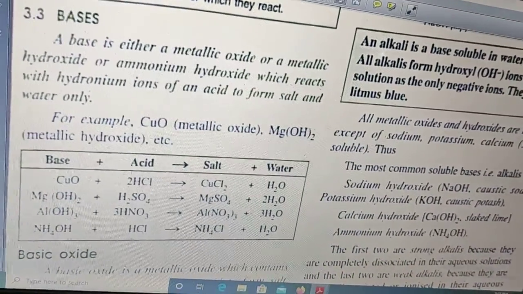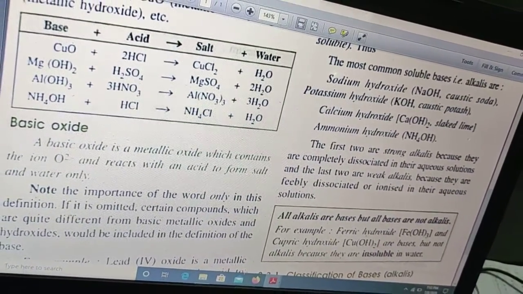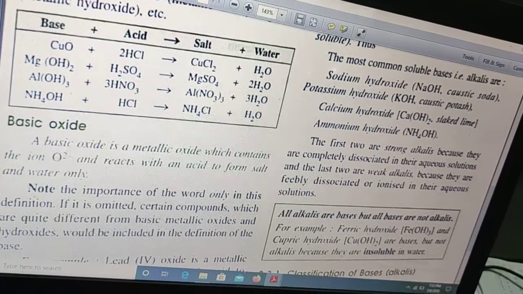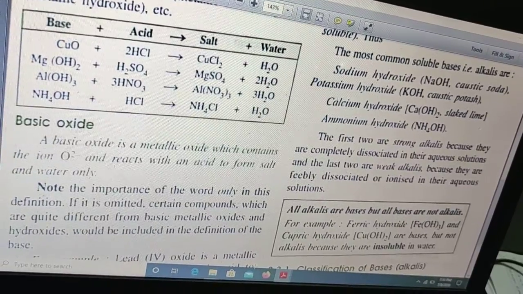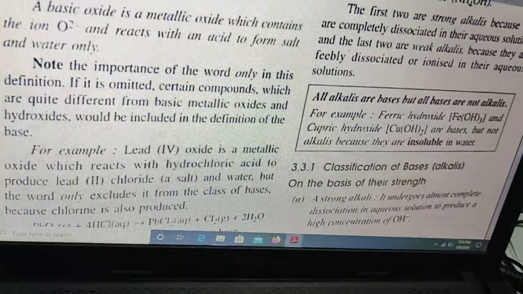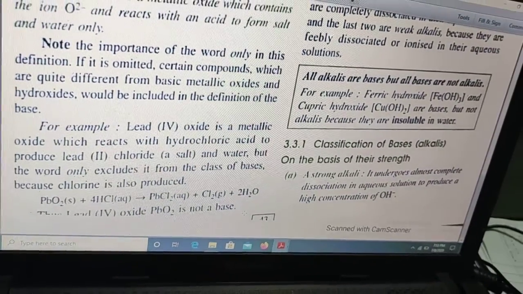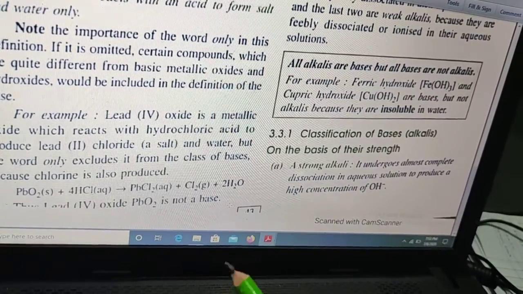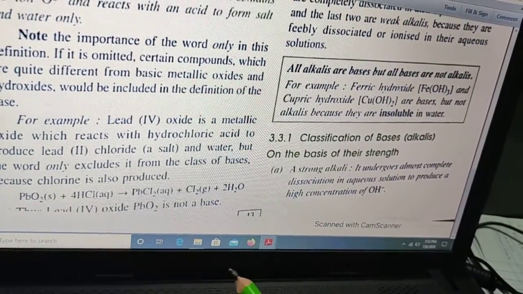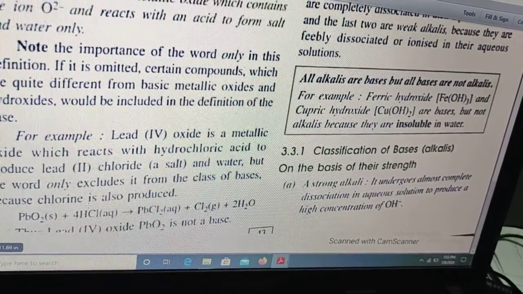Now the basic oxide. Basic oxide means it is a metallic oxide which contains the ion O2 minus and reacts with an acid to form salt and water only. Example of basic oxide, we can take lead oxide, or we can take copper oxide as well.